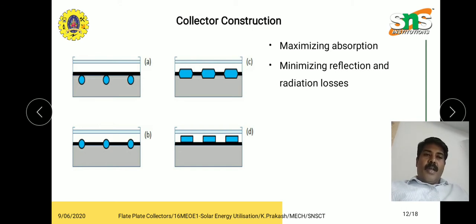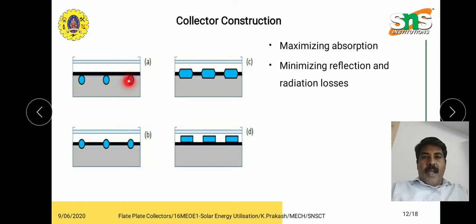So here there is a lot of scope for research. The students who are willing to do some research work can concentrate on this particular area. See, here there are 4 different pictures. So what is the difference in these 4 pictures? Can we infer?